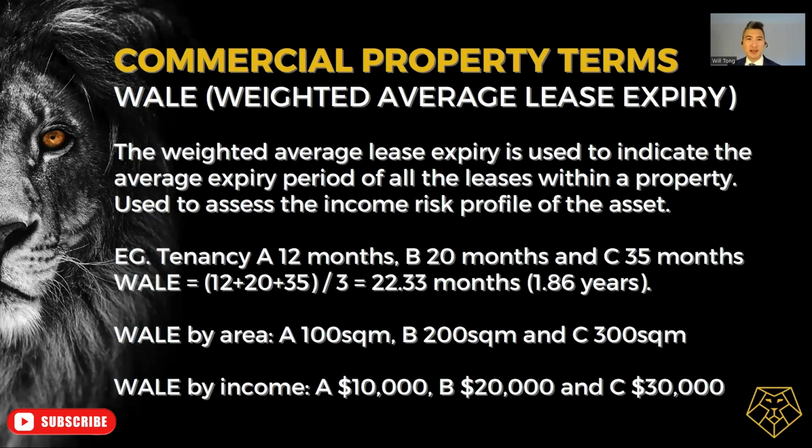And finally, WALE. Okay, what is WALE? WALE stands for the weighted average lease expiry. The weighted average lease expiry is used to indicate the average expiry period of all the leases within a property. The WALE is commonly used to assess the income risk profile of an asset.